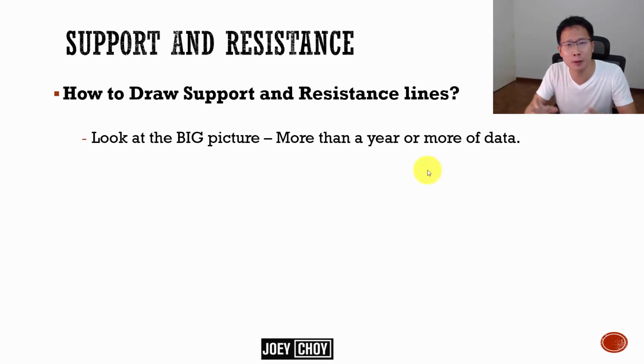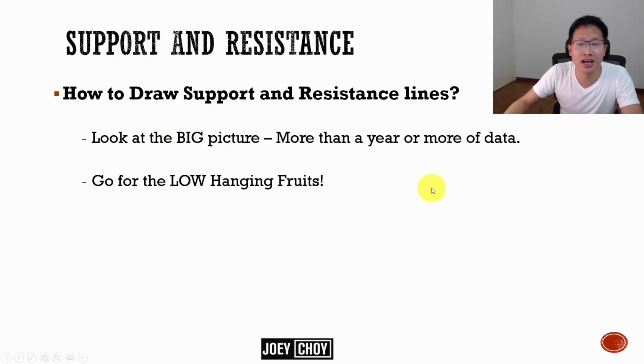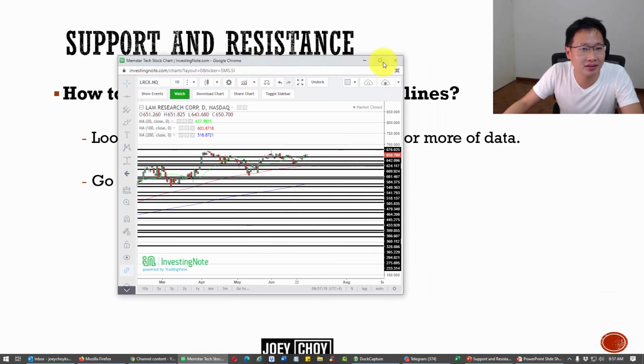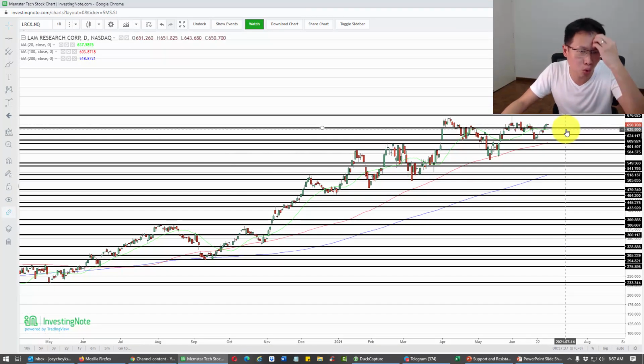So we look at the big picture, a year or more of data, all right? We zoom out, we look at the big picture, and then we draw these lines, all right? Next, we want to go for the low hanging fruit. So for example, like the lines I showed you just now regarding the chart, right? There are just too many lines. Look at this, right? How do we even know how to react when there's just too many lines?